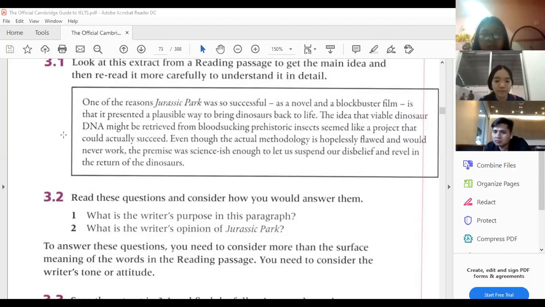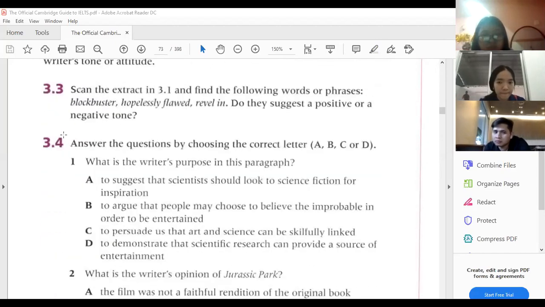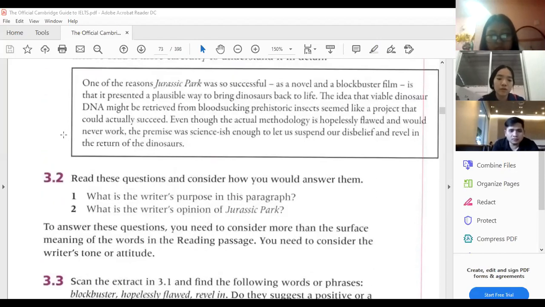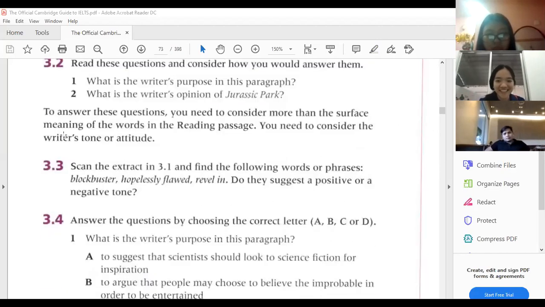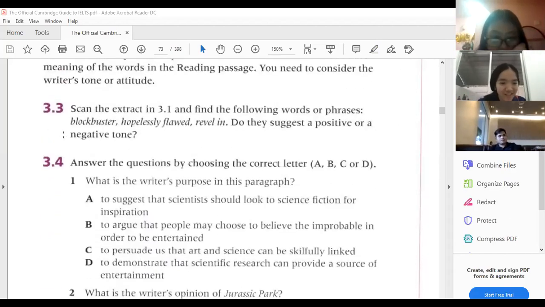C, I think. C, to persuade us that art and science can be skillfully linked. Okay. What others? Can I see the question down there again? Sure, yeah. C as well, persuading, all right. What about Nate? I am not sure. So which one do you pick from your guess?